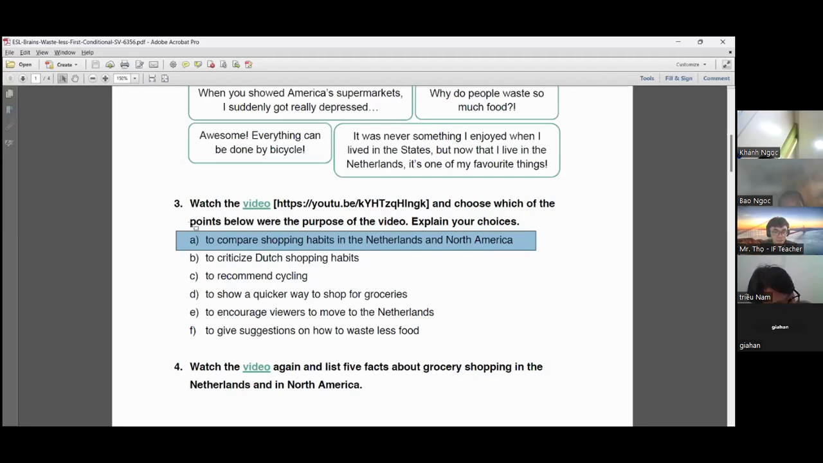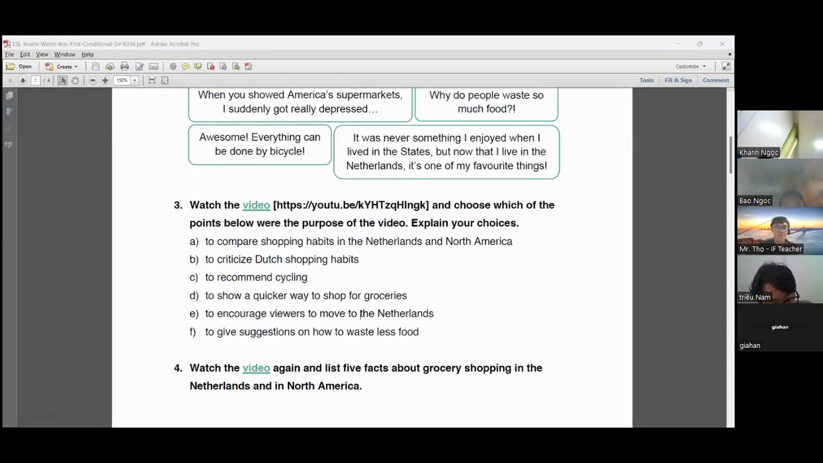Remember, the point in the question is plural. So any other point? What are your ideas on this?